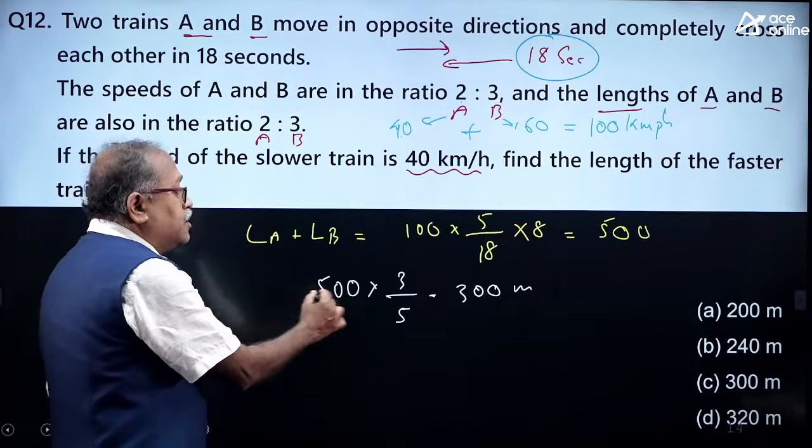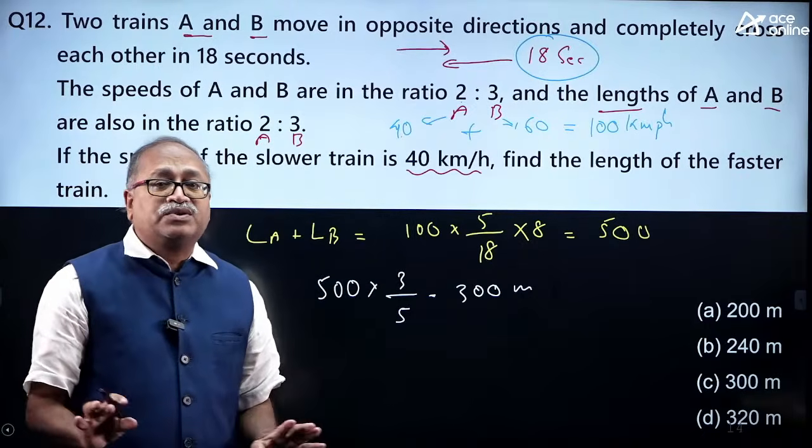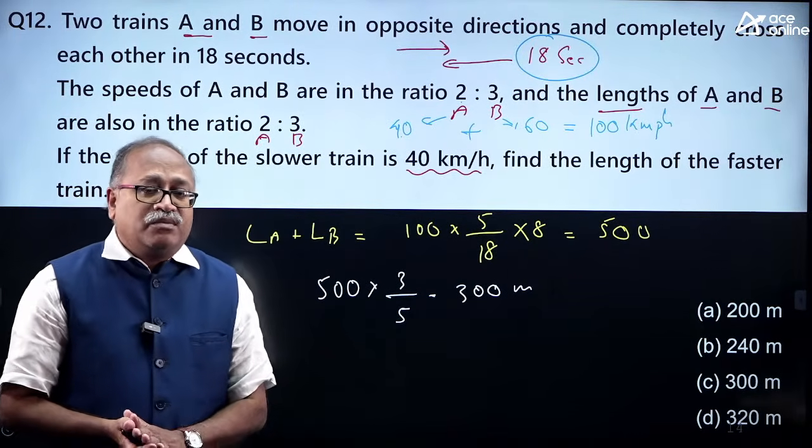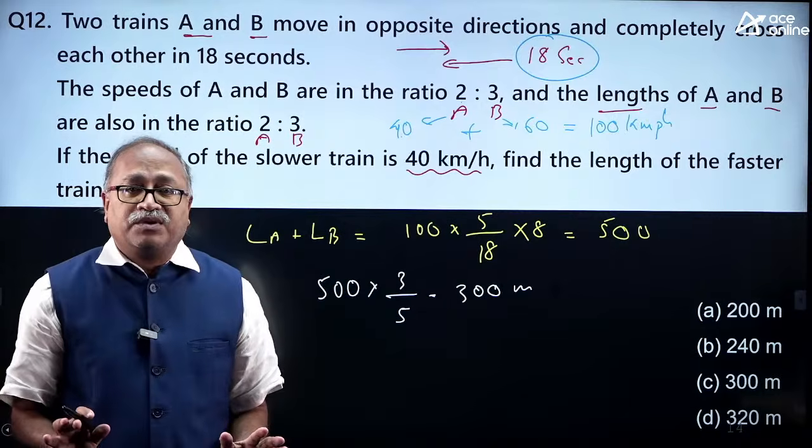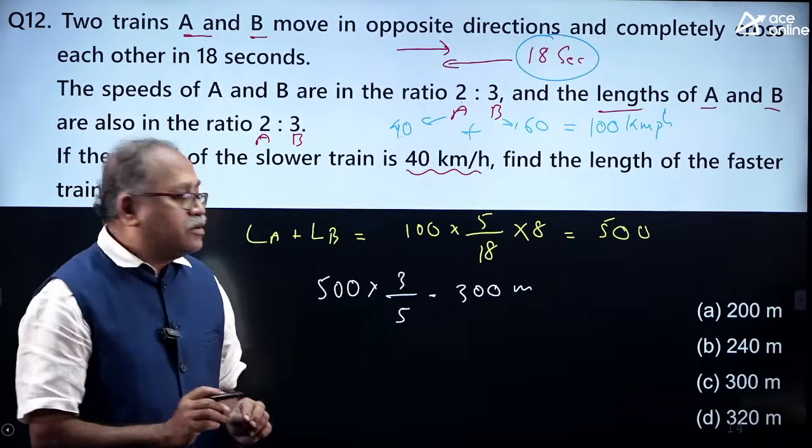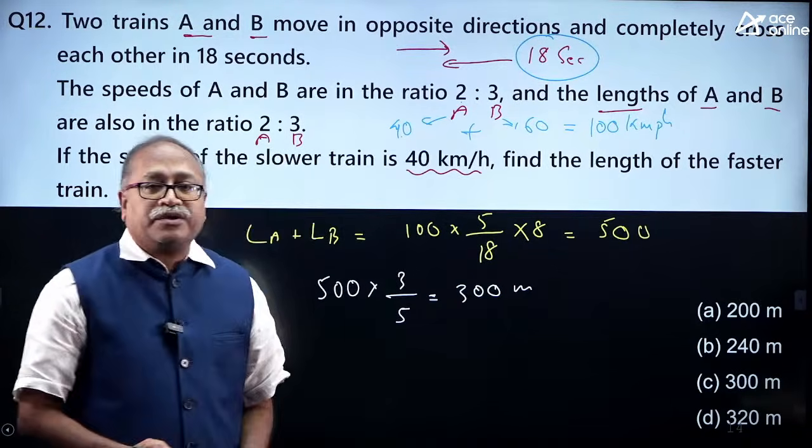Don't write here the length of B. Those all are not supposed to be written in the competitive exam, because I need to answer faster than my competitor. So whatever is needed, that's the only thing you are supposed to write.